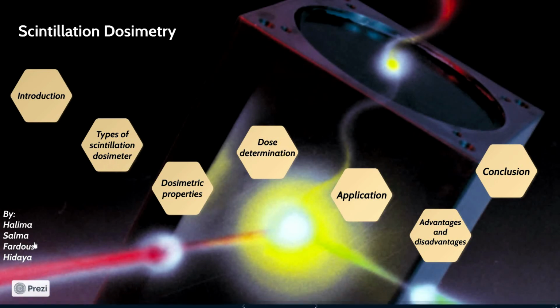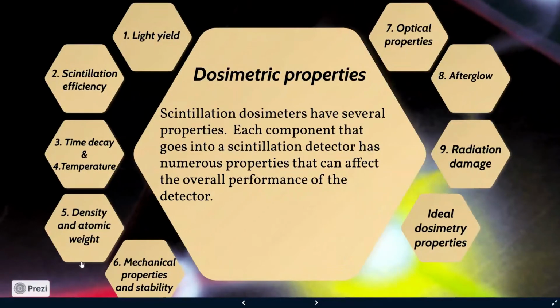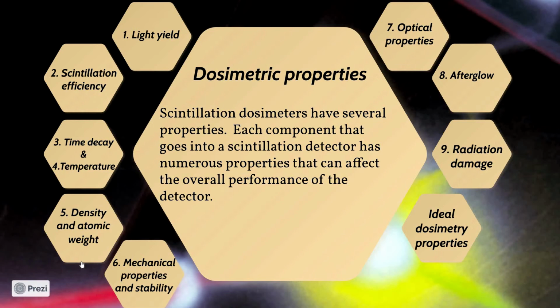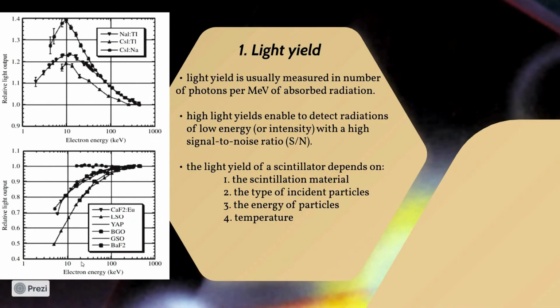Okay, next I will talk about the dosimetry properties. There are several properties in the scintillation dosimetry. Each component in the scintillation detector has properties that can affect the overall performance of the detector. The first property is the light yield. Light yield is the most important parameter because we use scintillation material. Light yield usually is measured in number of photons per megaelectronvolt of absorbed radiation. High light yield enables the detector to detect radiation of low energy with a high signal-to-noise ratio.